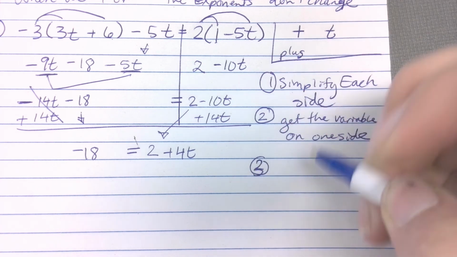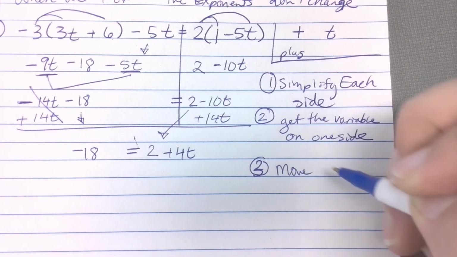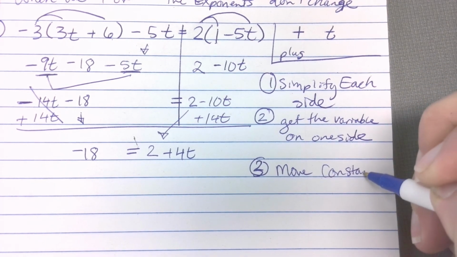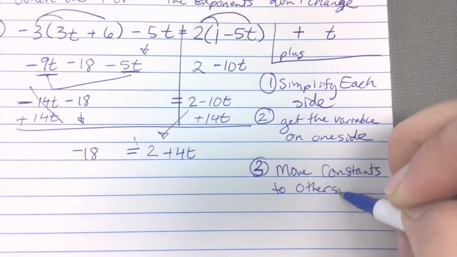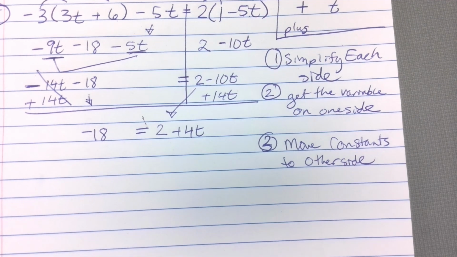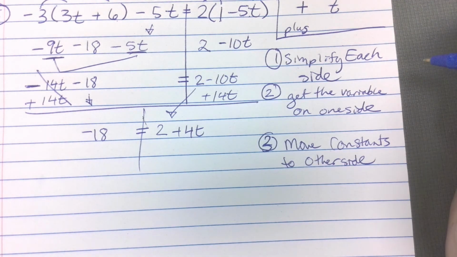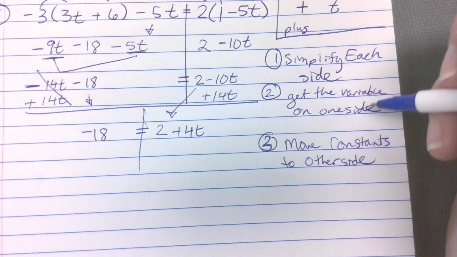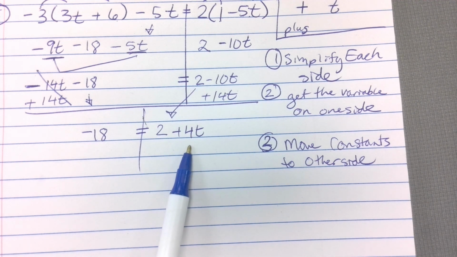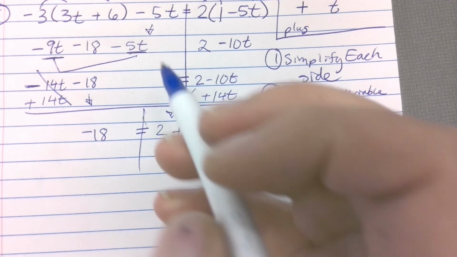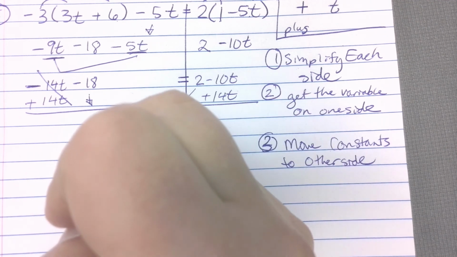Sorry, this is step 3. Move constants to the other side. Remember, constants is anything that doesn't have a variable. So I've got all the t's on one side. What do I do now? You're going to add 2? Almost. I mean subtract 2. Subtract 2. Thank you, Mauricio.